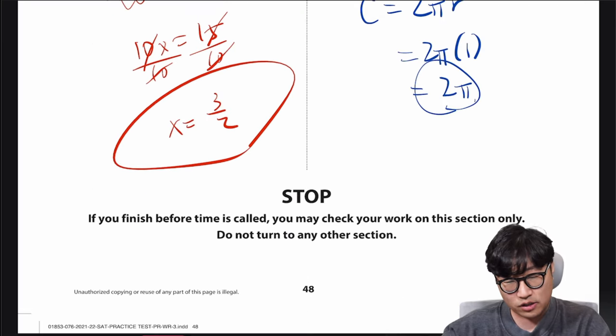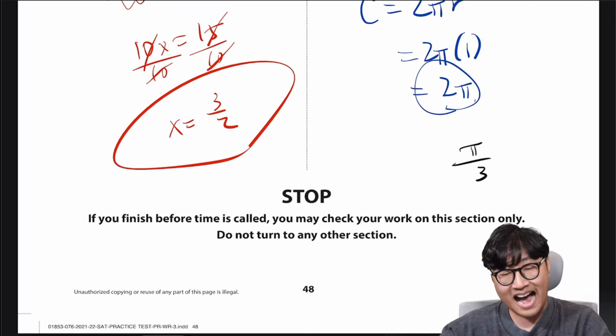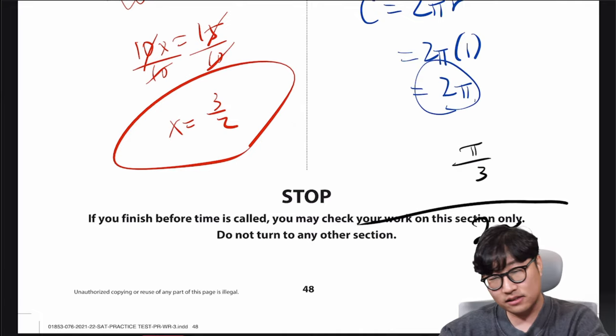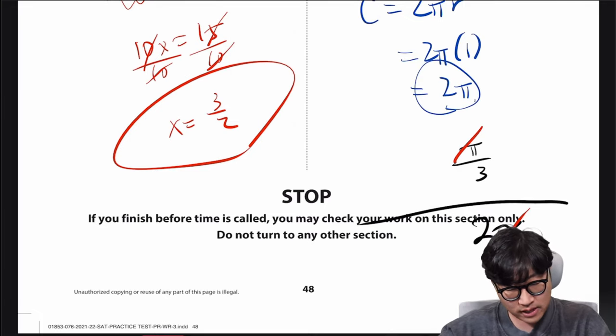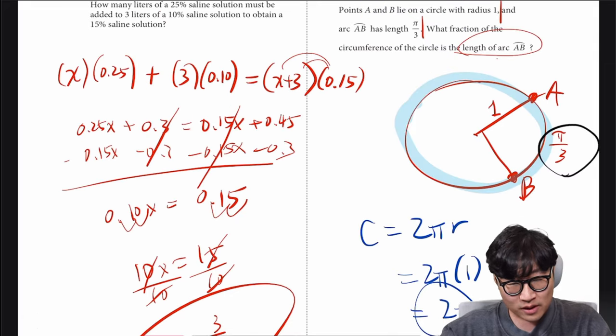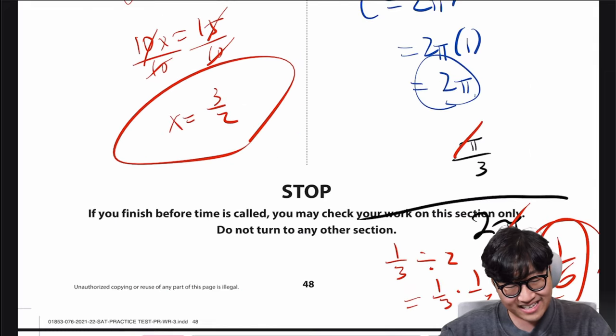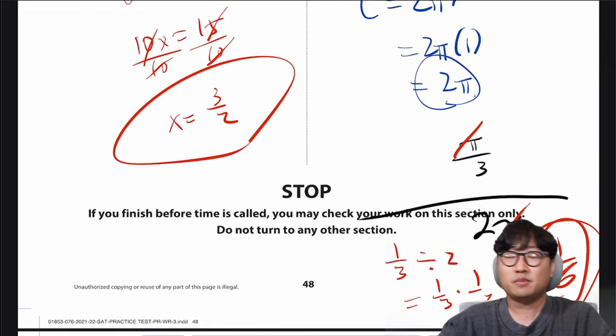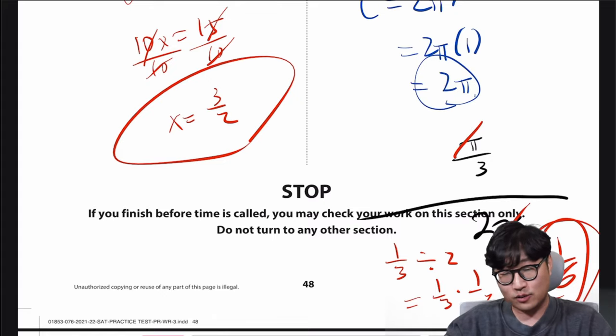So take a wild guess. You have pi over 3 out of the entire 2 pi. So you can go ahead and cancel the pi's. So that'll just be a third divided by 2, which is a third times 1/2. So there it is, 1/6 of the entire circle. So what fraction? 1/6 of the entire circle. And that wraps up the end of section 3. Let's get straight into section 4.